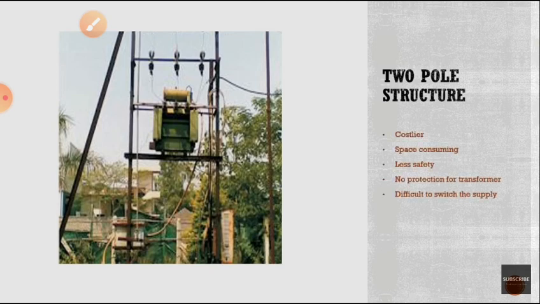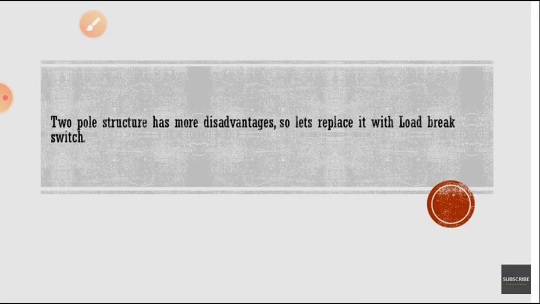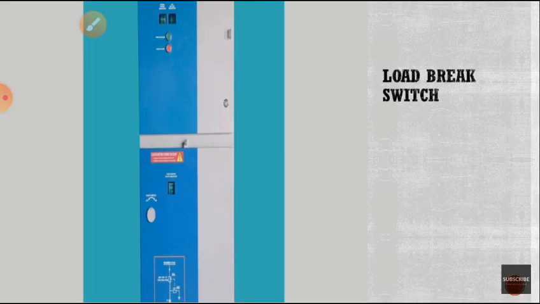So where are you going to use the AB switches? It is costlier, space consuming, has less capacity, no protection for the transformer, and is difficult to operate. The two pole structure has more disadvantages, so let's replace it with a load break switch instead of this one.